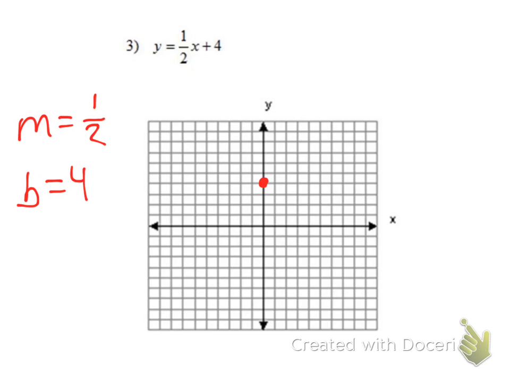From that point, what am I going to do? Any other ideas? Up 1, yeah, this is our rise, this is our run. So I'm going to go up 1, right 2. Put a point. Rise and run again. So up 1, right 2 again. Now we have 3 points. Connect them. Arrows. Done.